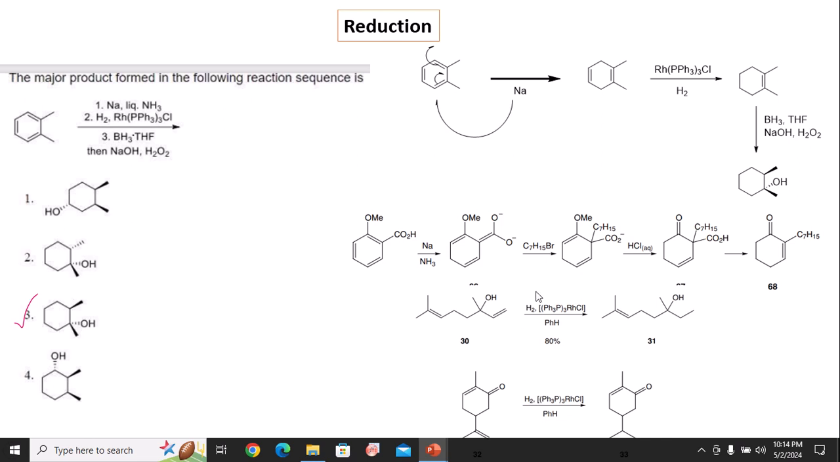A similar problem was taken from the Carruthers book, where partial Birch reduction is followed by quenching with alkyl bromide, and then isomerization gives the desired product. Similarly, here the Wilkinson catalyst can reduce the less substituted alkene in presence of the more substituted alkene.